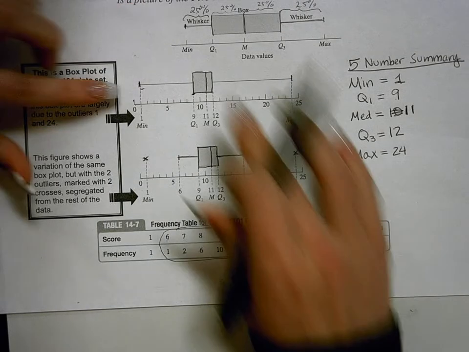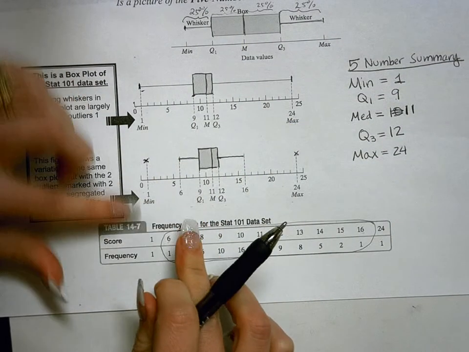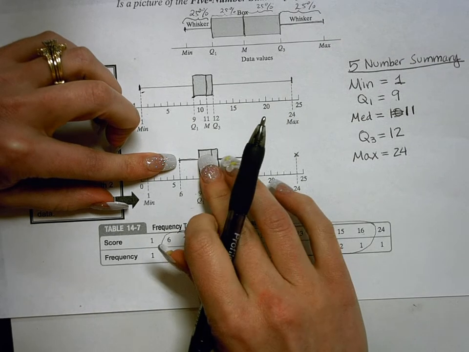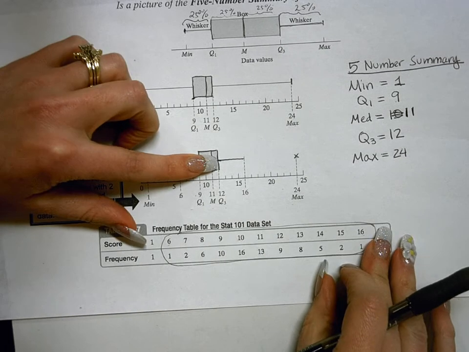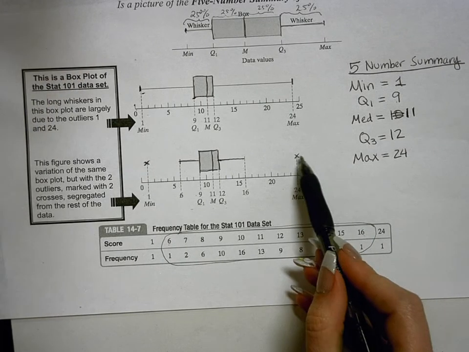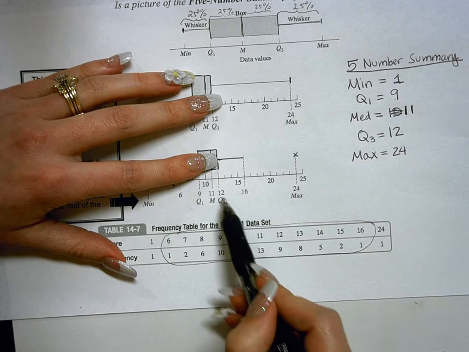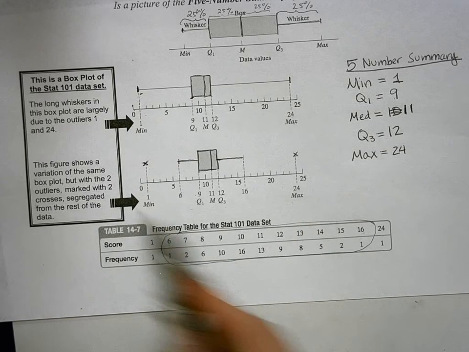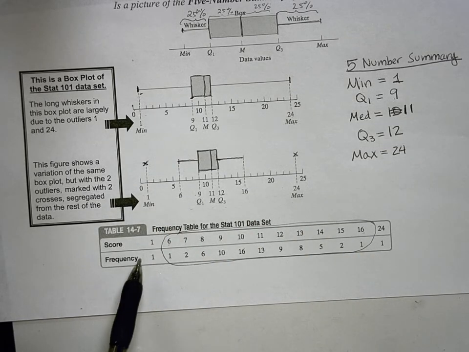Remember how this showed the lower 25%? Now this shows that there's one person who got a 1. But really, the lower 25% is the range between 6 and 9, which is only spread out by 3 units. And for the upper 25% of the data set, there's one person, the outlier, who scored a 24, but the upper 25% is really only spread out by the difference between 12 and 16, which is 4 units. So this is a much more accurate box and whisker plot for this particular data set when you're dealing with outliers.